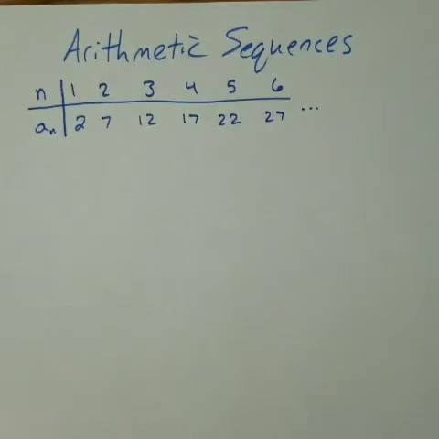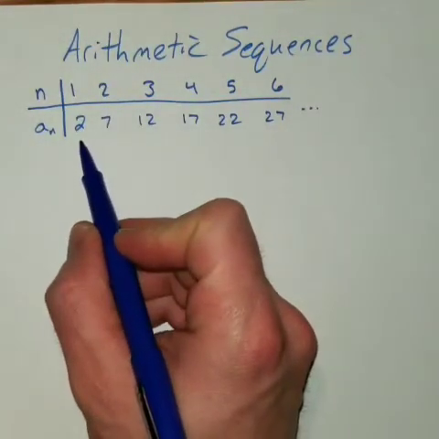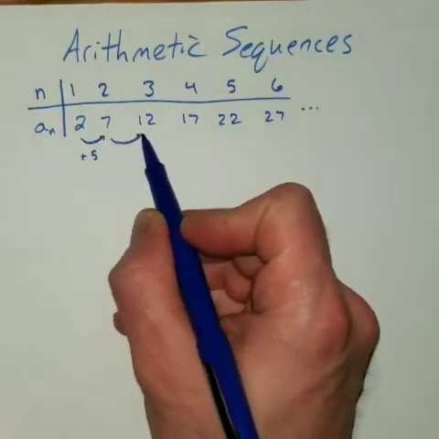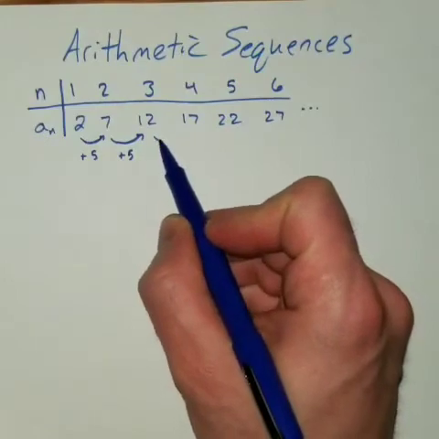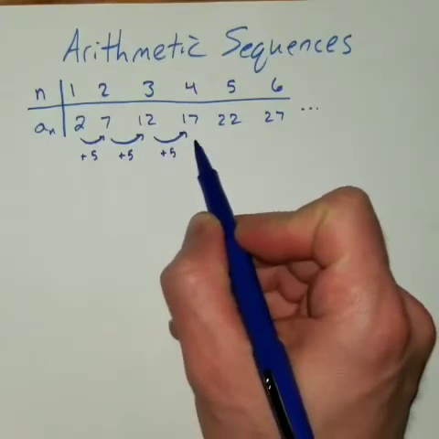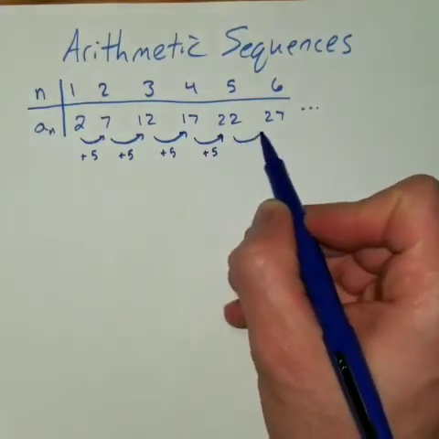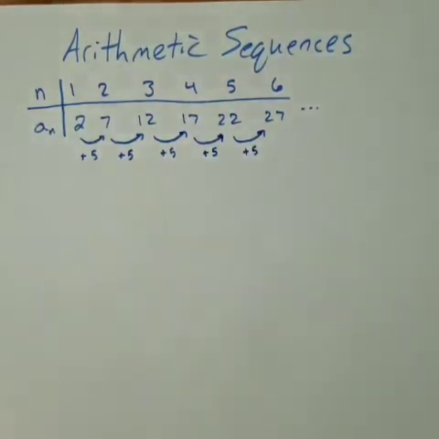Alright, so there's a little table of values. This represents an arithmetic sequence because you're adding the same amount every time you move from one term to the next. Here it's always an addition of 5. Okay?